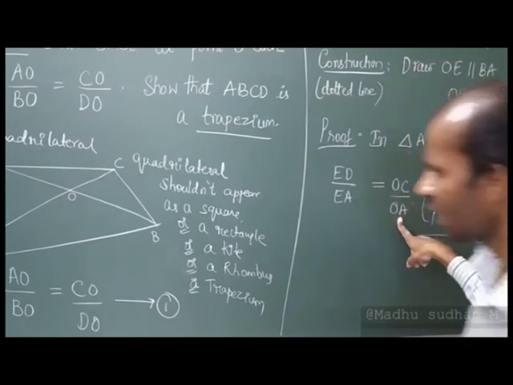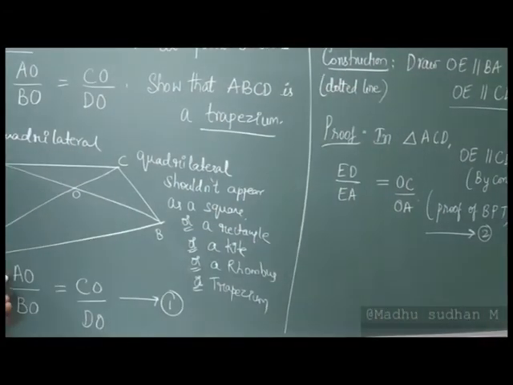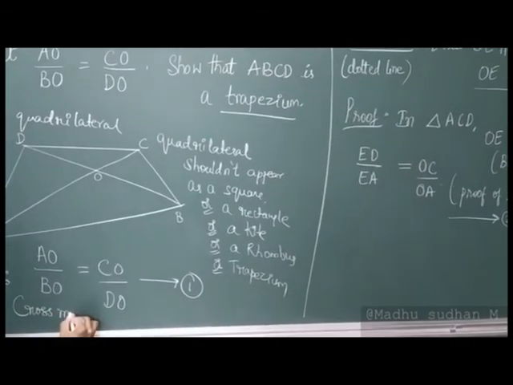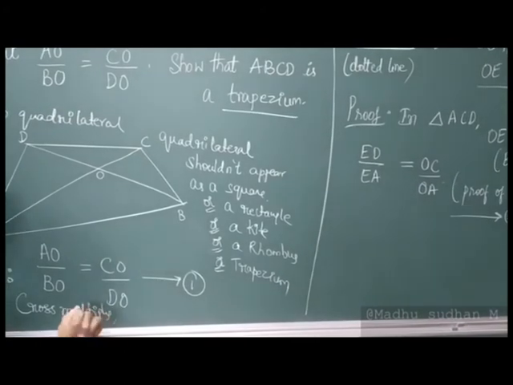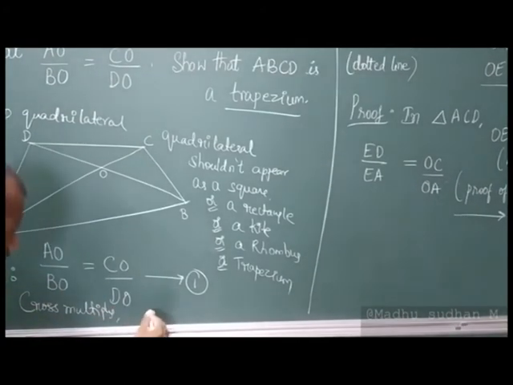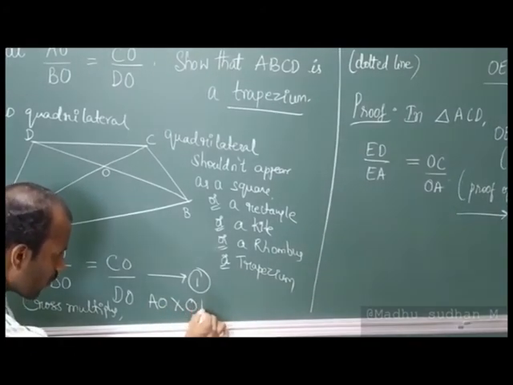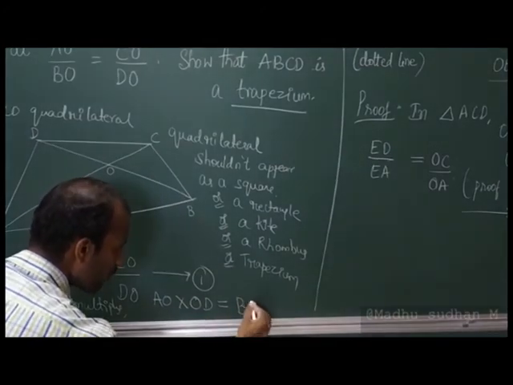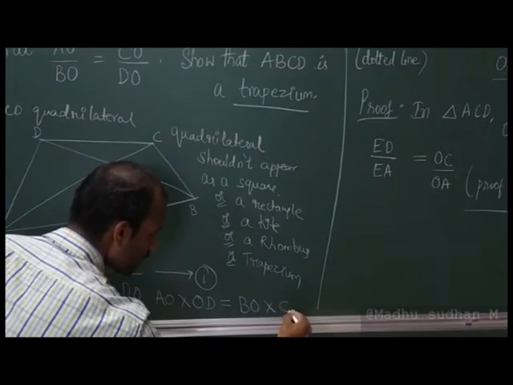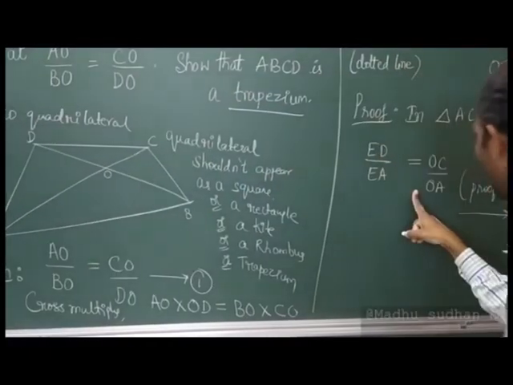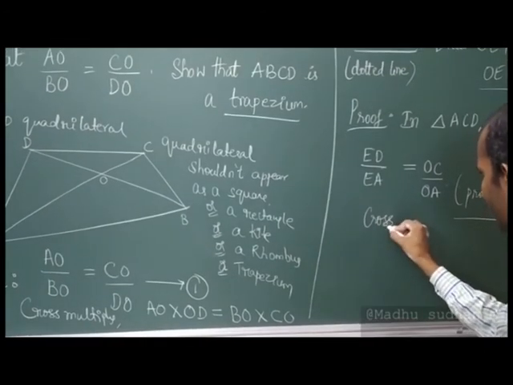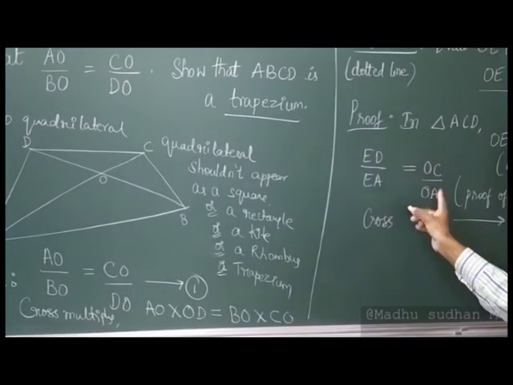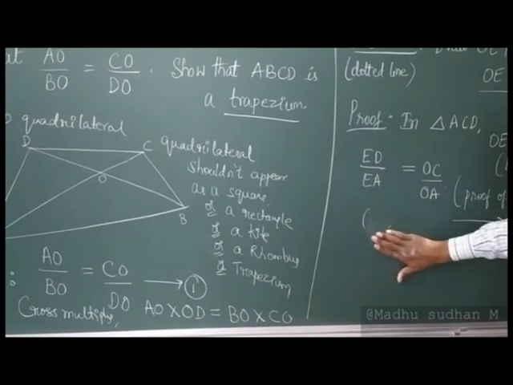See, again, whenever we have this kind of proportionality, please understand, better we cross multiply here. So what do we get here? AO multiplied with OD is equal to BO multiplied with CO. So here, when I cross multiply, or better if I interchange these two here, I will do that.